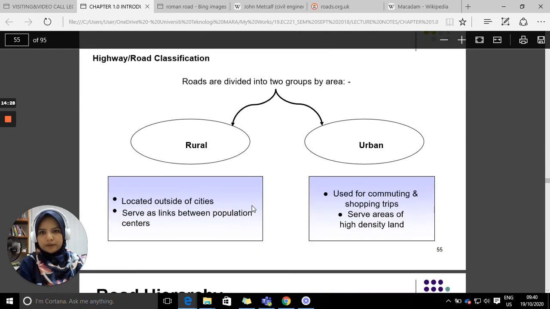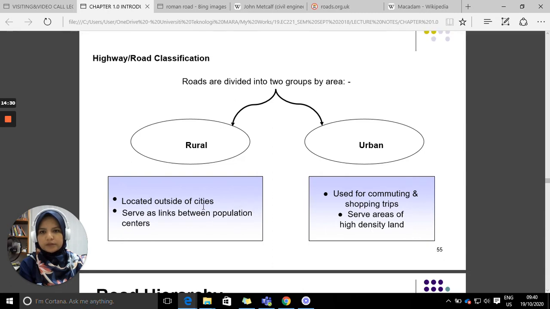In a rural area, the road is located outside of cities and serves links between population centers. Maybe from one kampung to another, or from one taman to another. So it's about population, we serve population. But if it is in urban cities, it is more to business or commercial means. It is used for commuting and also shopping trades, and serves areas of high density land. So that is what we call an urban road.